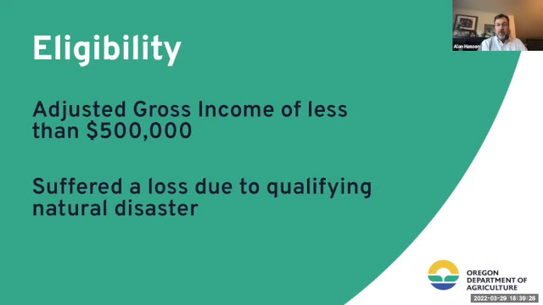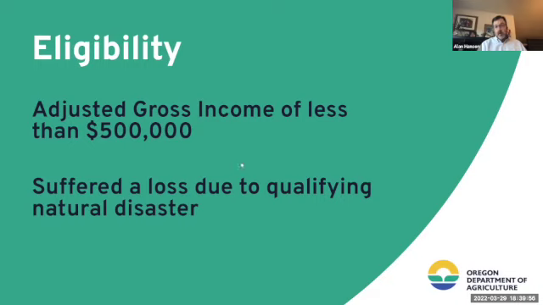So the program was designed for small to mid-sized farmers. So if you have a gross income of less than $500,000, you're eligible. And just for those of you who aren't tax experts, I'm certainly not, the gross income is what you actually pay taxes on. So if you're a corporate entity, that's deducting all your expense. So if you're taking home $500,000, you're probably doing okay. You don't need to participate in this program.